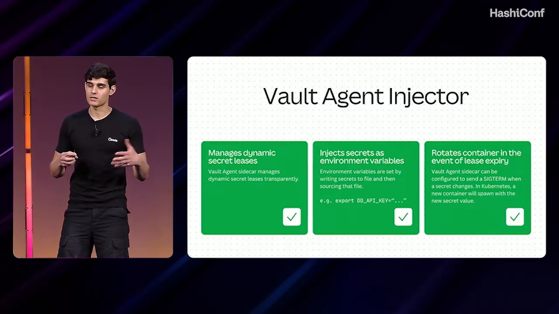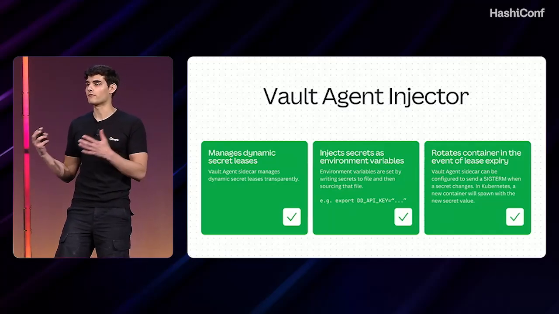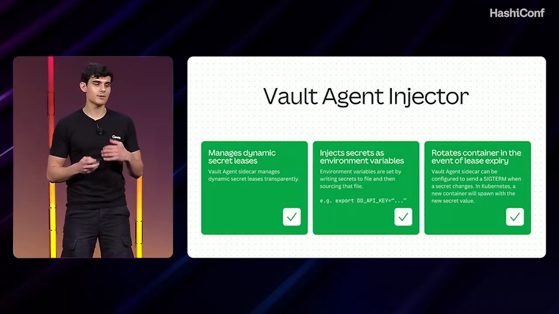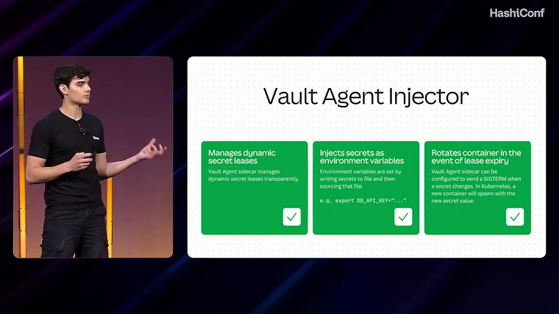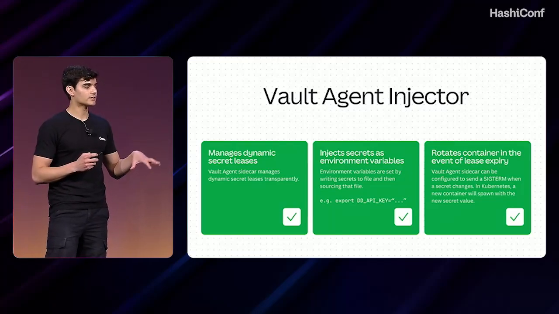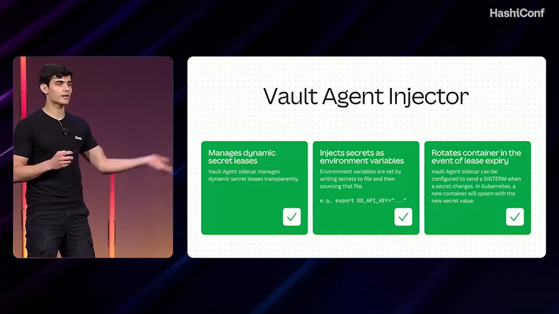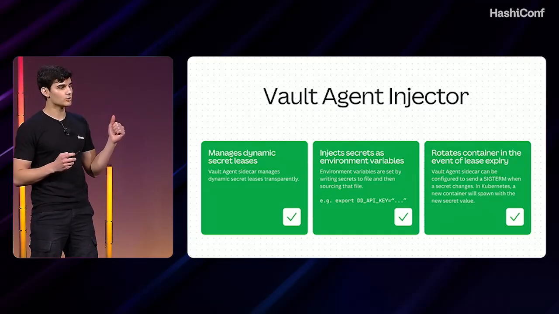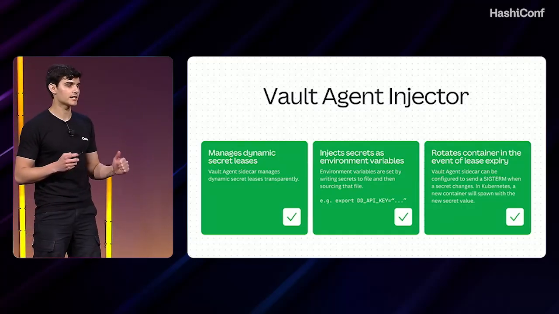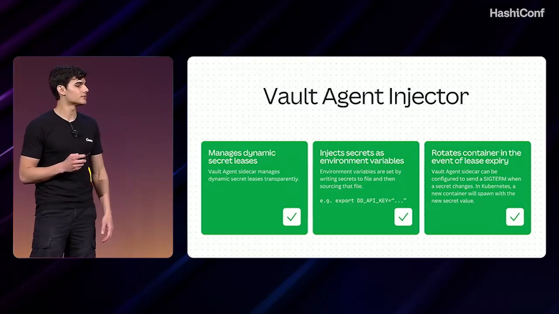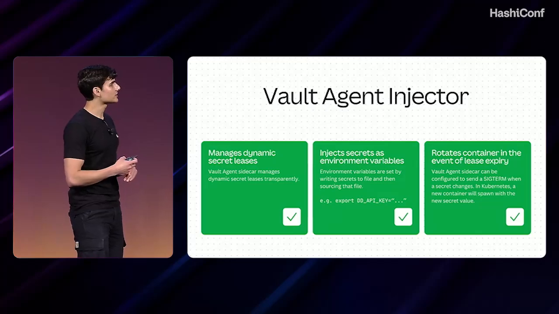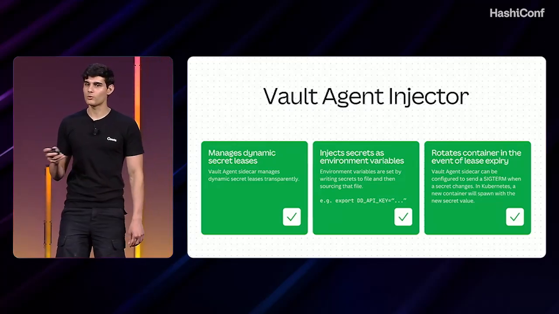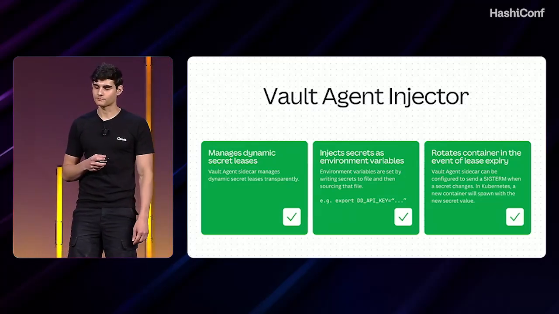And then in the event that a new secret must be leased, when there's a new secret value, the Vault Agent can be configured to send a SIGTERM to the process that's actually consuming the secret. As that process dies, Kubernetes will very helpfully spin up a new container for us in its place that will, of course, start with the new secret value. So that's 3 ticks. As the Vault Agent Injector looked like it would be a good fit, we moved ahead with a proof of concept.